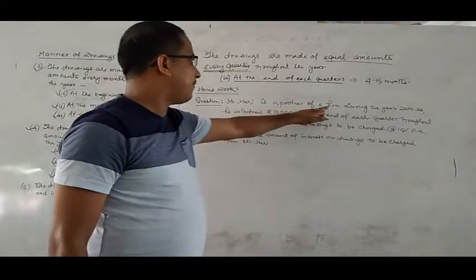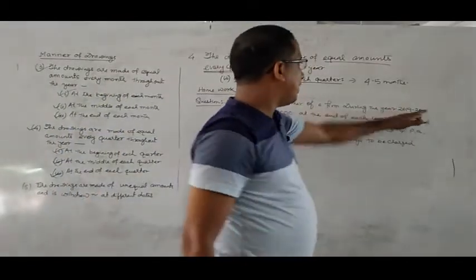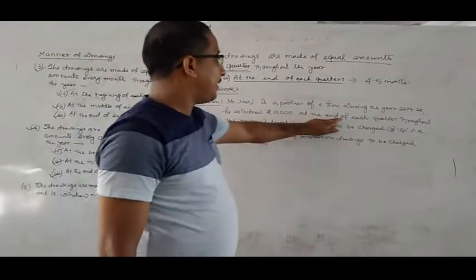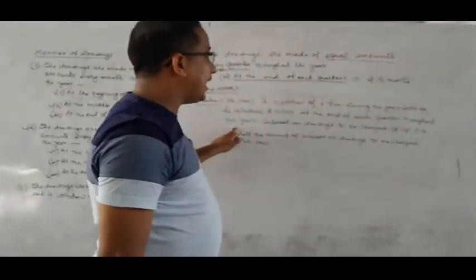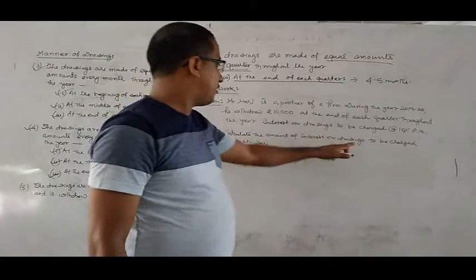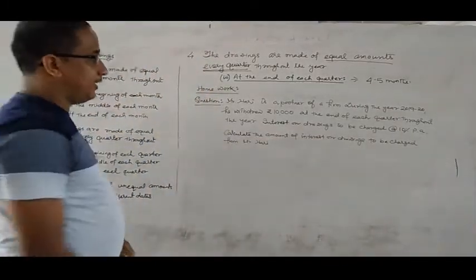Mr. Hari is a partner in a firm. During the year 1920, this is a financial year, he withdrew rupees 10,000 at the end of each quarter throughout the year. Interest on drawings to be charged at 10% per annum. Calculate the amount of interest on drawings to be charged from Mr. Hari. You will solve it.